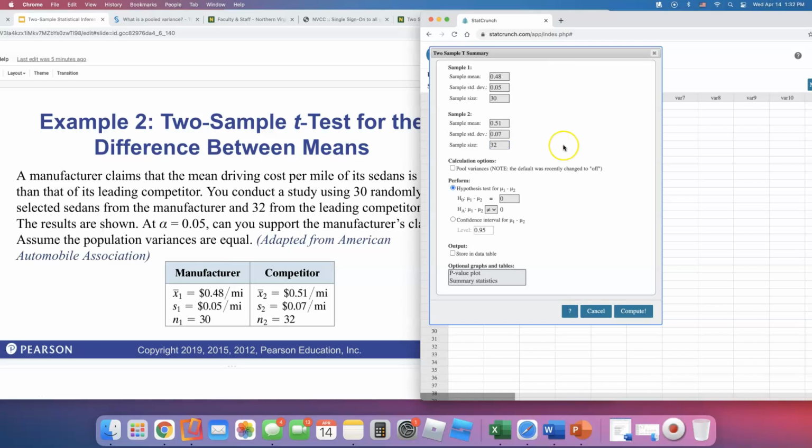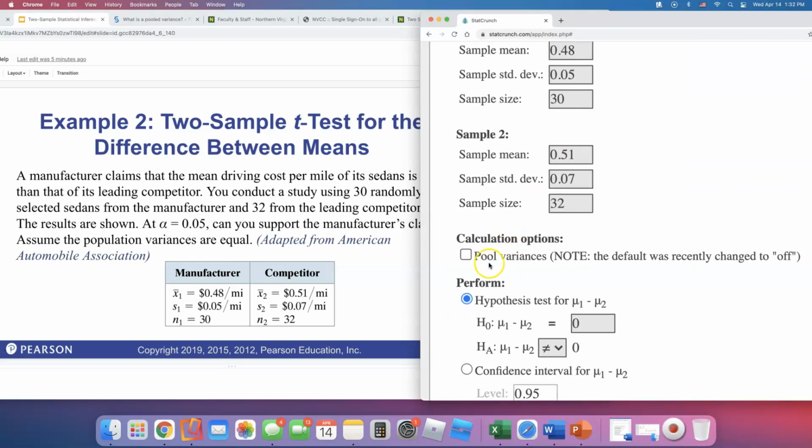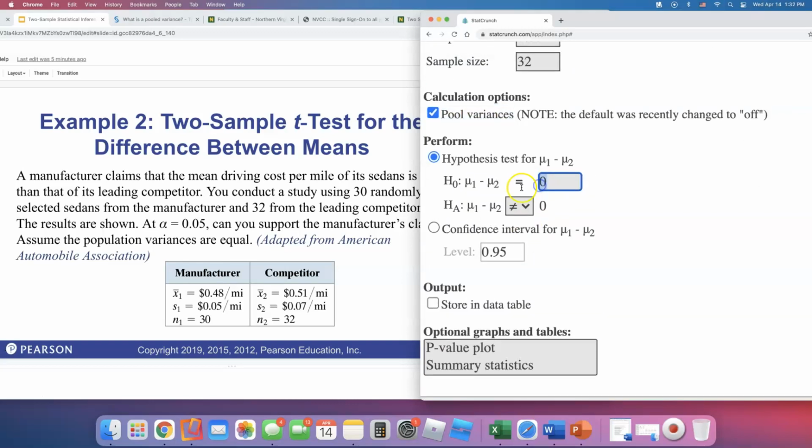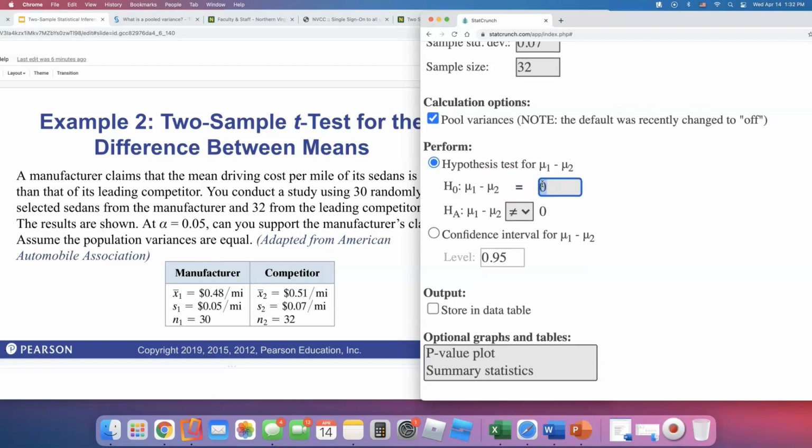Okay, what do you do with this box? Should we pool variances? Yes, why? Because we assume population variances are equal. If they are unequal, don't click on it. If they are equal, you click on this. Okay? Always assume the null hypothesis is that they are equal. The null hypothesis is assuming the population averages are equal. So you're not going to change this to something else. You're always going to assume that it is equal to 0.